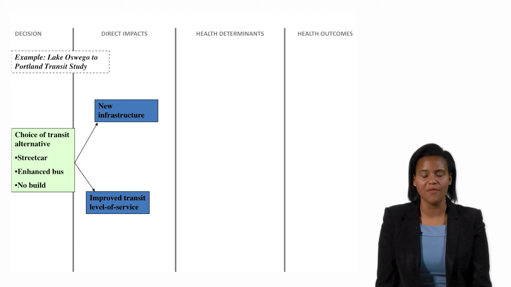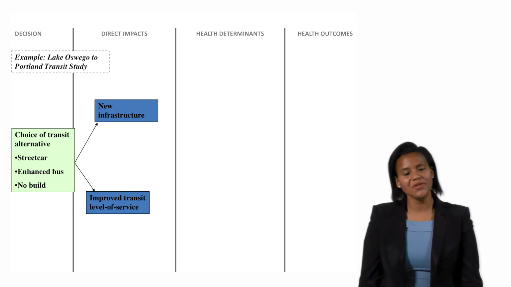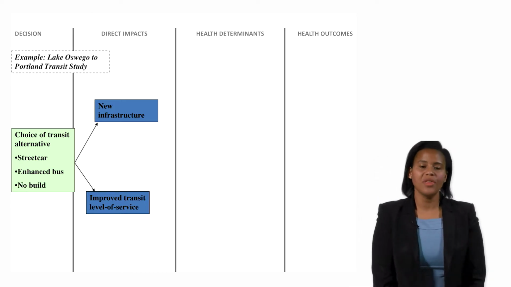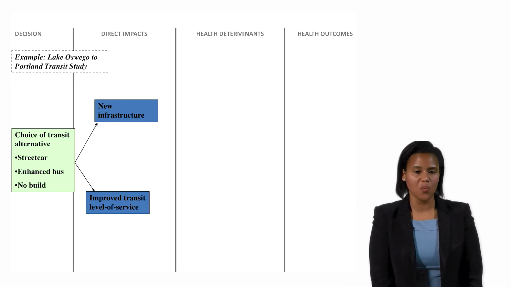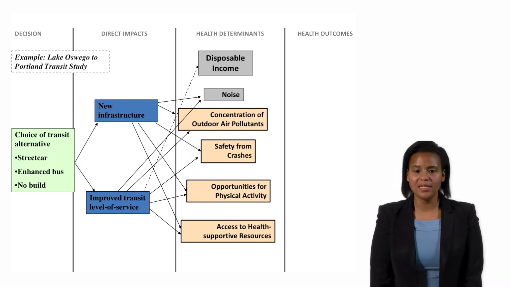And one is that we would have new infrastructure, and the second is that there would be improved transit level of service. And what we do is, based on our existing knowledge, through the engagement that we just talked about as part of scoping, we start to draw out, well, how could those direct impacts affect health determinants? So if we look at this next column, for this HIA, they thought about disposable income, noise, safety from crashes, concentration of outdoor air pollutants, opportunities for physical activity, and access to health supportive resources.